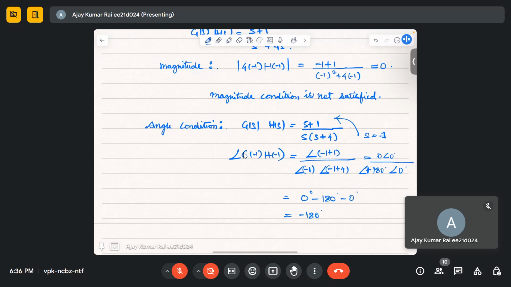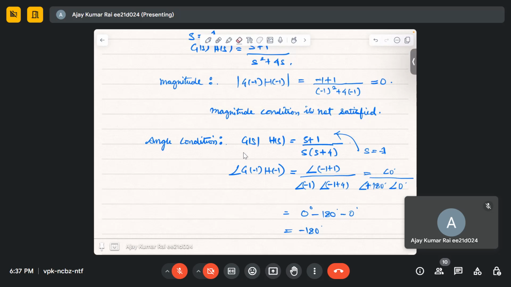So in the numerator, you're correct: minus 1 plus 1 is equal to 0. I'm just taking the angle. Yes, sir. But if the angle condition has to be satisfied, we will get negative values of real numbers, sir. If the angle condition is met, then we have to get minus 7, minus 4, minus 3 like that. If we get that, then the angle condition is satisfied, sir. But here the angle condition is not satisfied, no, sir.